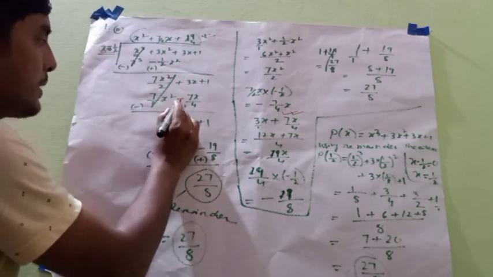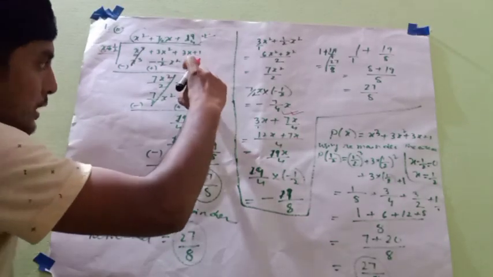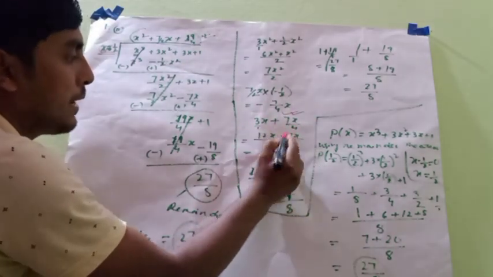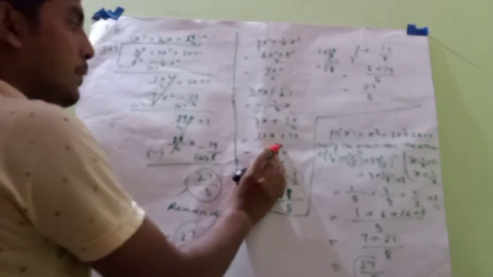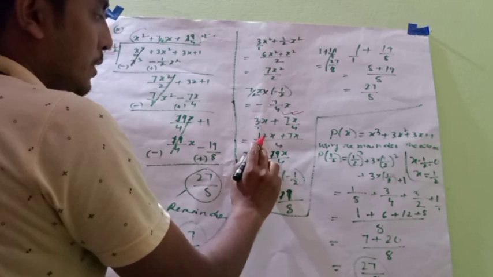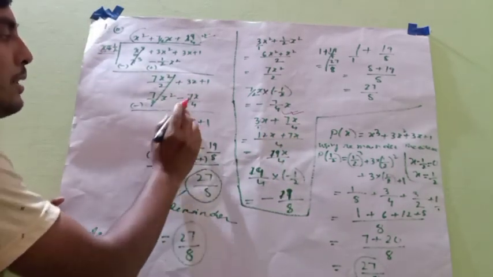Next, this minus becomes plus. So 3x plus 7x by 4. This simplification also you can do separately. 3x plus 7x by 4. The LCM of 1 and 4 is 4. 1 fours are 4, 4 threes are 12x. Then 7x, so 12x plus 7x is 19x by 4. So 19x by 4, this one. Okay? Then what is left?